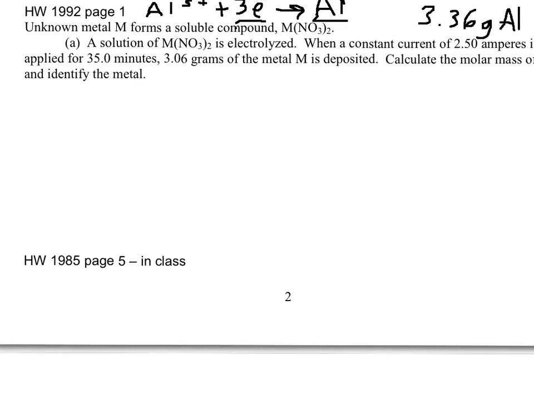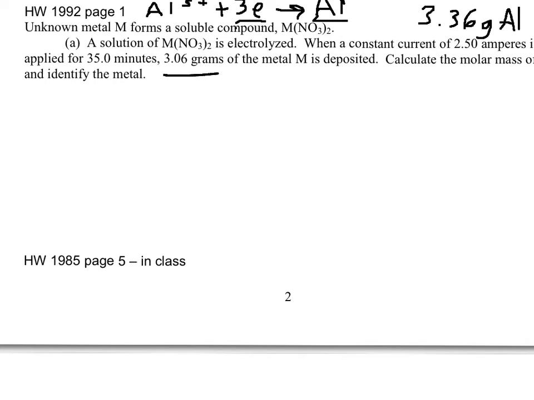Now in this one, it gives us amps, it gives us time, it gives us how many grams of metal is deposited, and it wants us to find the molar mass. Well, if it wants us to find molar mass, I need mass and I need moles. And I have mass, so really all I've got to find is moles of the metal, and then I'll have molar mass. So I'm going to start with my amps and my time, and I'm going to multiply those together to get my charge in coulombs.